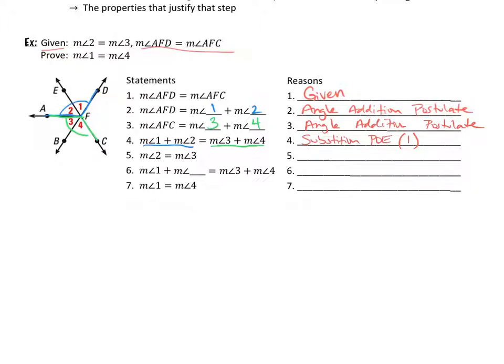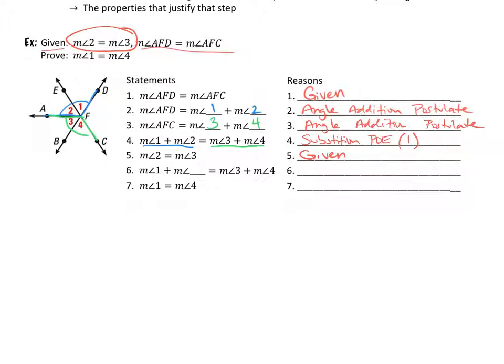Our next statement, statement 5, doesn't come from the diagram. So it comes from up here again in our problem, and it's a given statement that the measure of angle 2 equals the measure of angle 3. So this given is now under my reasons here.